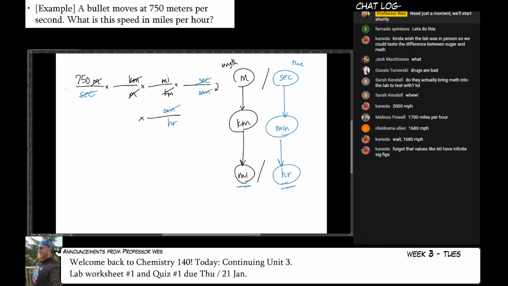So there we go. Now we have all our units set up. These are the only units that are left over. So when I hit equal, my answer will be in miles per hour. Now I got to do the numbers. So meter to kilometer. I didn't actually write this down, but that's okay. 1.609 kilometers equals a mile. There are 60 seconds in a minute and 60 minutes in an hour.